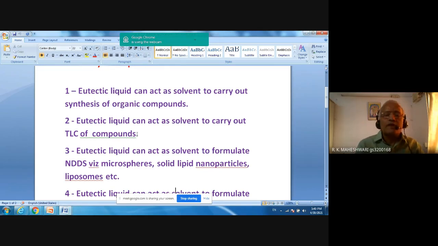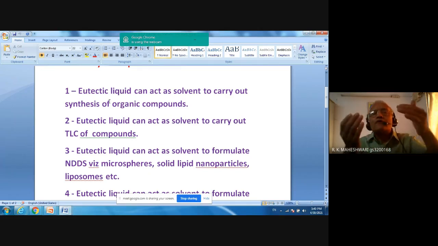Okay, for example, take the synthesis of organic compounds. How can you apply it? Suppose you are making Eutectic using menthol and thymol, for example. If your menthol and thymol are not reactive with your reactants A and B, which are reacting to get compound C. If menthol and thymol do not react with A, do not react with B, do not react with C, the product, then you can use this to act as solvent. Only thing is, A and B should be soluble in this Eutectic liquid.